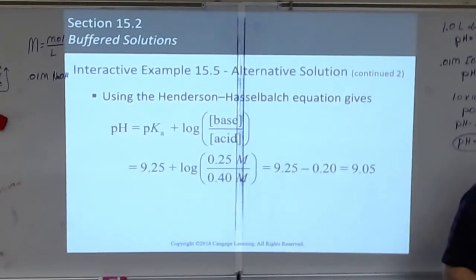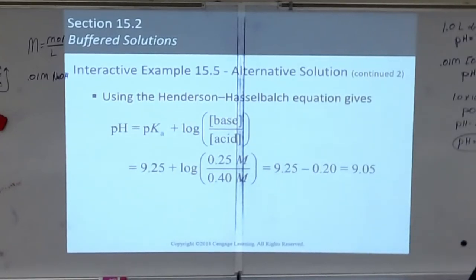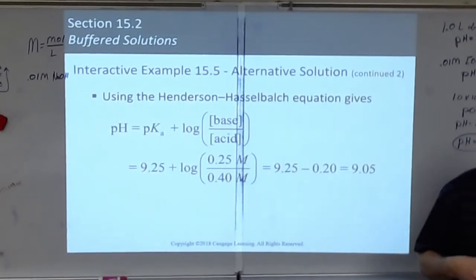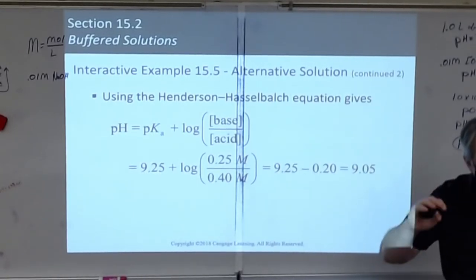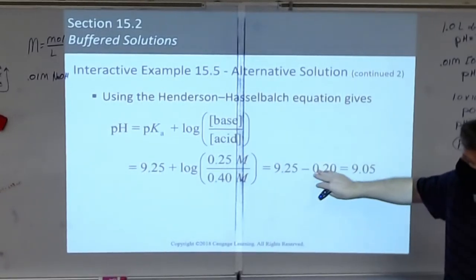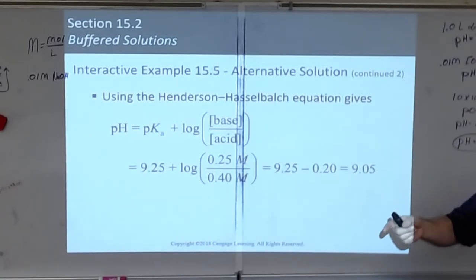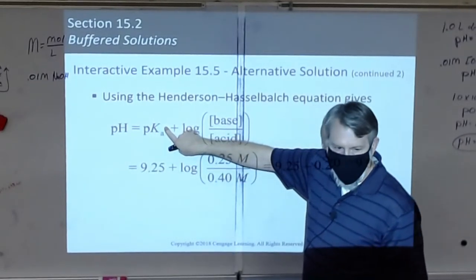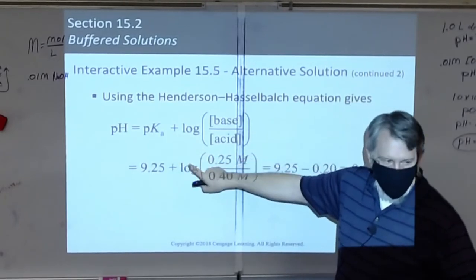But the RICE table, I'm hoping you've had so much experience with now that it makes sense, that you can do a RICE table really easily. It's not that slow. You don't have to draw the whole thing out. You can do a RICE table intellectually. This requires you, number one, to know how to use the equation, to know that I've got to get the pKa. So I've got to take the negative log of the Ka, which means I had to have found the Ka.